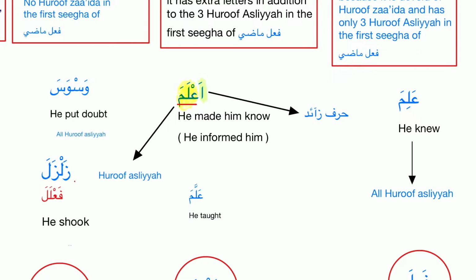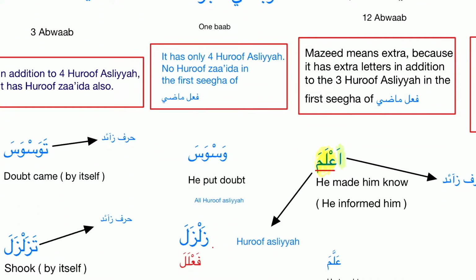So this is what? This is thulathi mujarrad, and this is thulathi mazidun fihi, because the hamza is extra on it. Thulathi mujarrad, thulathi mazidun fihi. Now you come to rubai mujarrad. That is one that from the womb of the mother came with those letters. So for example, you say waswasa.